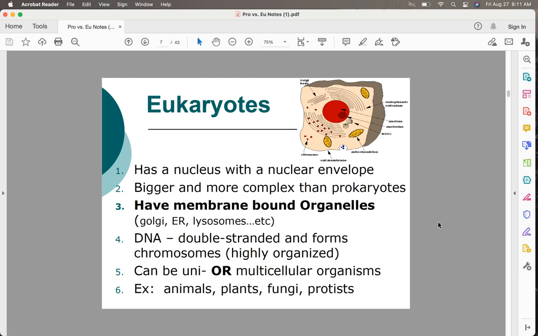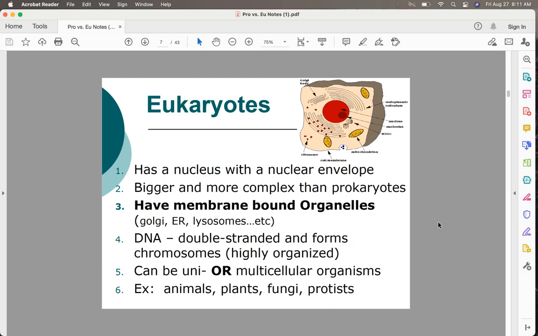So eukaryotes all have a nucleus with a nuclear envelope. This just means that there is a membrane around the outside of the nucleus. They are much larger and very much more complex than prokaryotes. As you can see in the image here, we have a lot of things going on, and this isn't even all of the organelles that are inside.